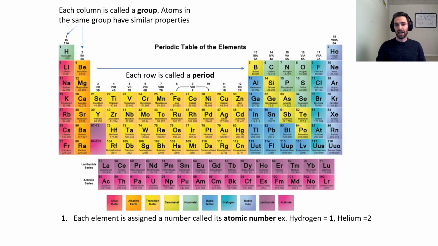For example, hydrogen in the upper left-hand corner has 1, and helium, if you go across in the upper left-hand corner, has a 2. This is known as the atomic number. Each element is also assigned an atomic mass. This is under the name of the element. For hydrogen, this is 1.008, and for helium, this is 4.003. This tells us, in a sense, how much that element's mass or weight is, measured in a tiny unit called an atomic mass unit.